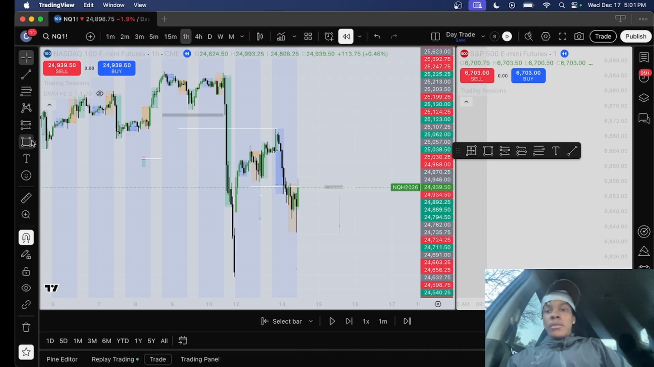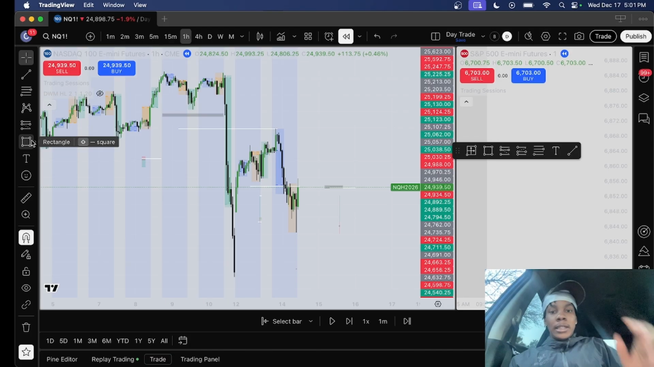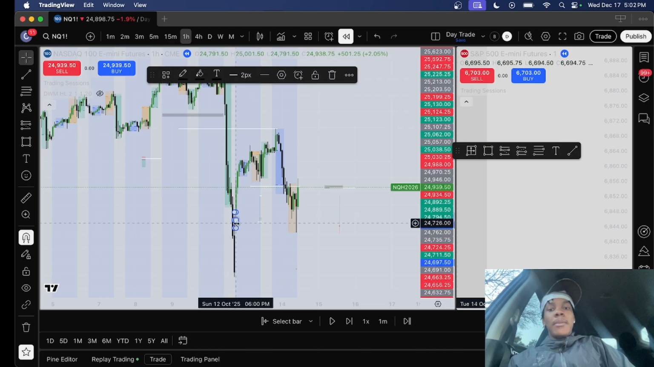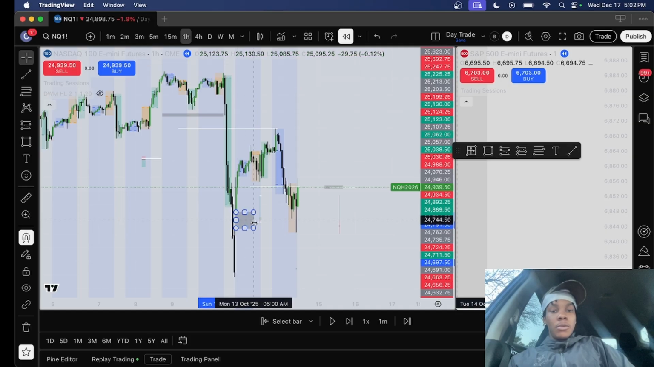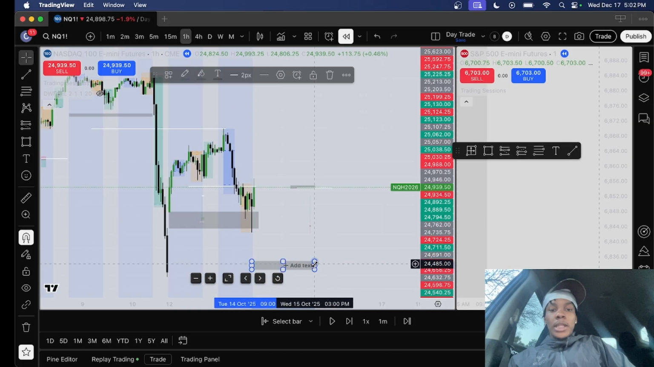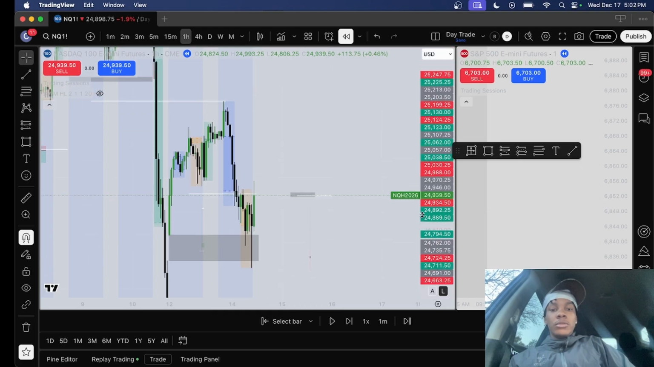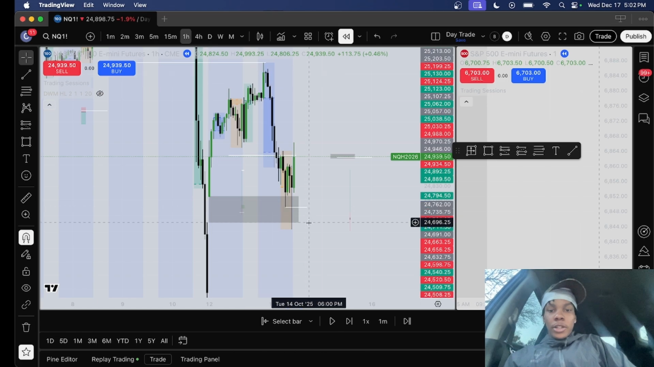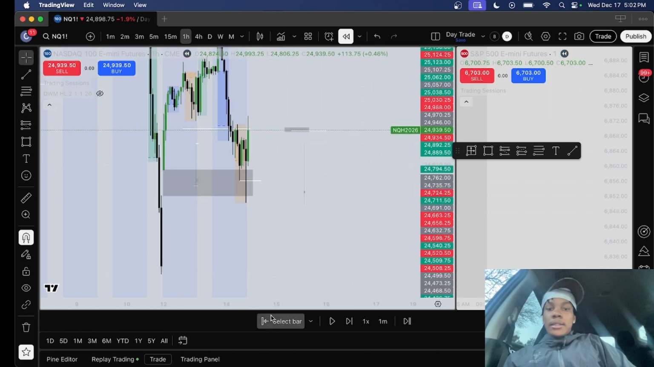So honestly, this is my favorite level and setup type right here. It is when we have a high time frame gap. In this case, it was a new week opening gap, but we're gonna use it still. A high time frame gap with a 1 hour swing low inside of it, right? Now you're wondering, why is this level important?